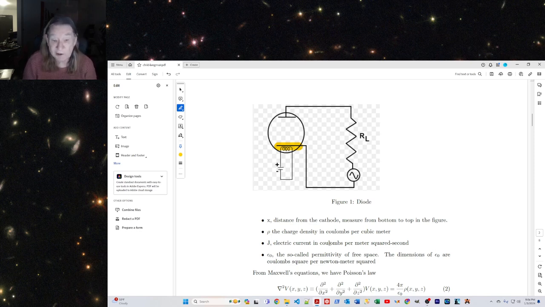Epsilon naught is there. That's the epsilon with the 0 next to it. That's called the permittivity of free space. It's there to make the units come out right. Its units or dimensions are coulombs squared per meter squared per newton.